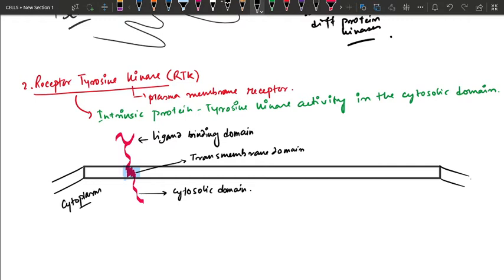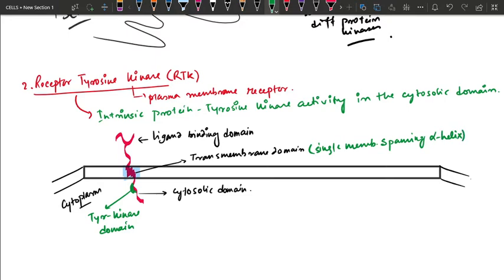Now there are important points to note: this cytosolic domain has a particular tyrosine kinase domain. We'll see after some time that there will be a cross autophosphorylation. The tyrosine kinase phosphorylates other tyrosine residues, so it helps in phosphorylation. This structure has a single membrane spanning alpha helix.